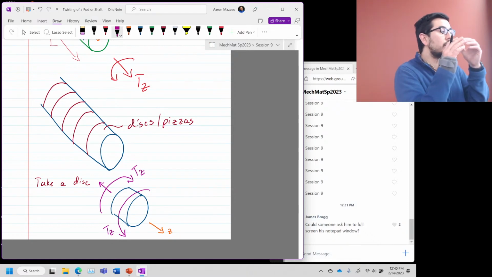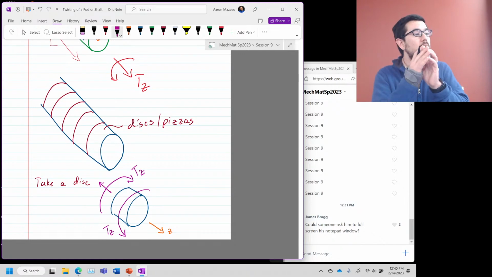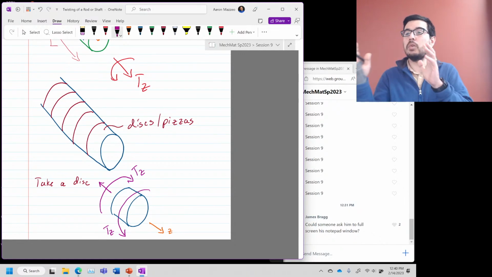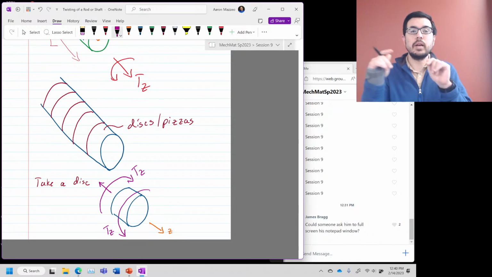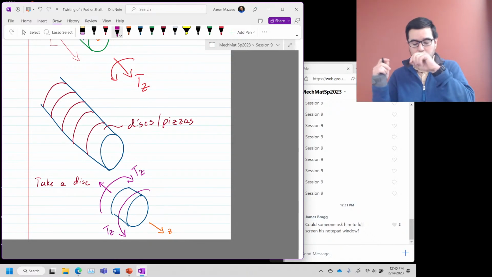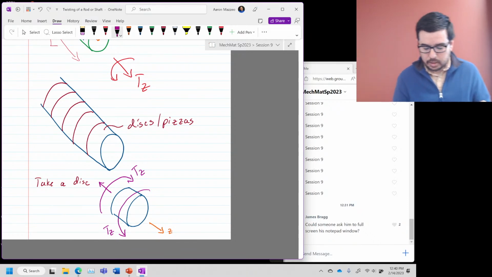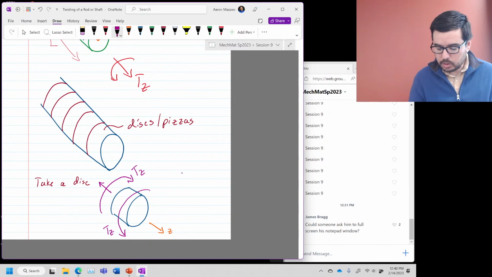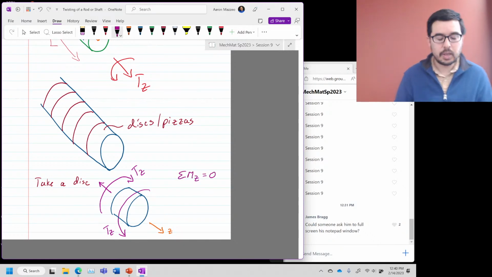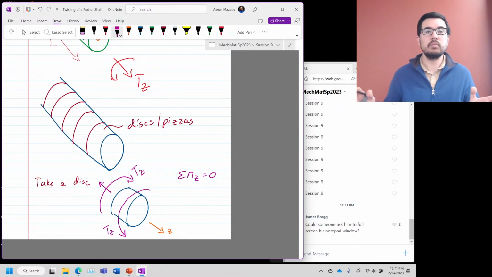This is the same as what we did when we were setting up a bar and we have normal loading across that bar. If I take a slice, I have a normal load coming out of one side and I have a normal load coming out of the other side. So essentially what we're saying is that the sum of these moments needs to be equal to 0 in the z direction. That's all.